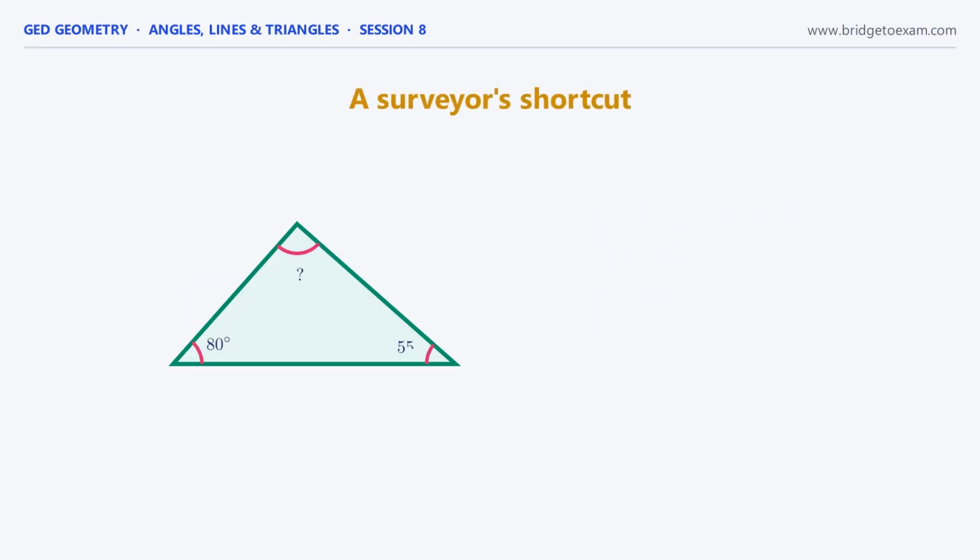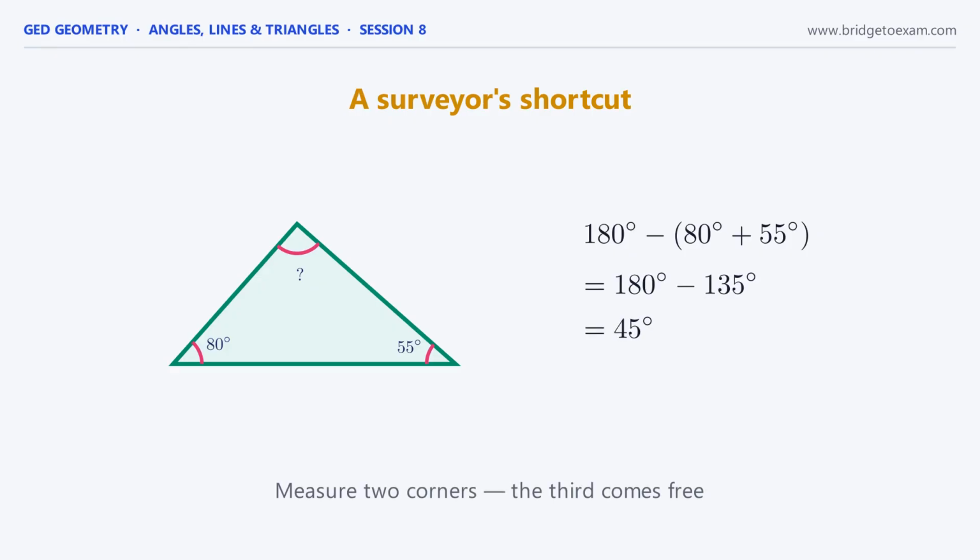Here's a real-world use. A surveyor measuring a triangular plot of land only needs to measure two of its corners. The third angle comes for free. Just subtract the two measured angles from 180. No need to walk out to the far corner and measure it directly. That's the angle sum, saving real time and effort.